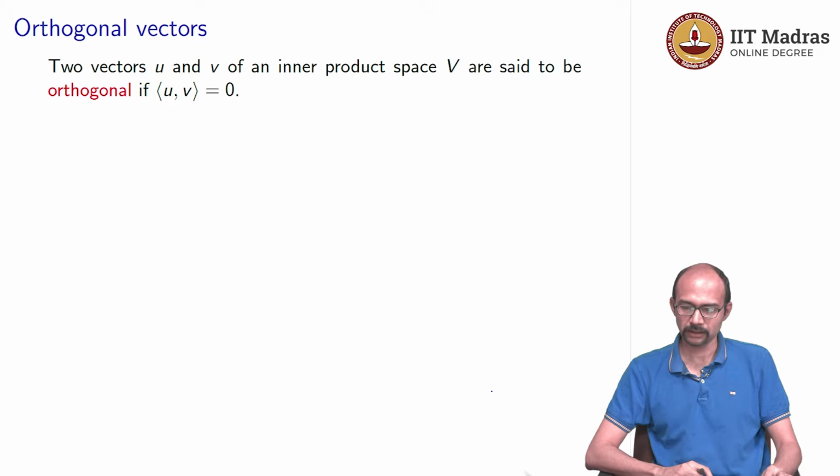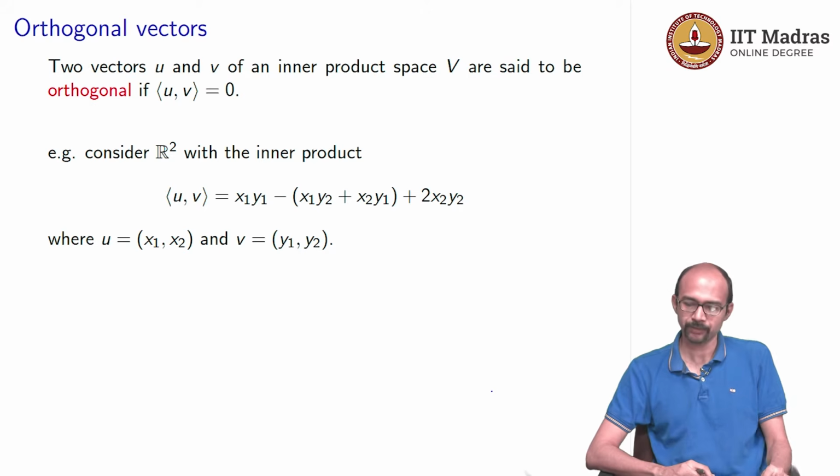Let us define the notion of orthogonal vectors in a general vector space V. The intuition we have just seen is that if the dot product is 0, then in Rn the vectors are said to be orthogonal. So we can make a more general definition now. Suppose you have an inner product space V and two vectors u and v. We say that they are orthogonal if the inner product of u and v is 0.